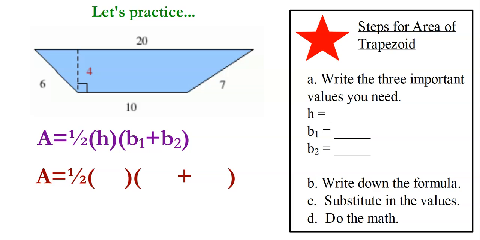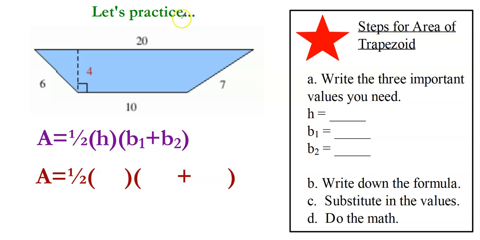Next, I'm asking you to write the steps for finding the area of a trapezoid. So you write down the 3 important values that we need. And then that's A. And then B is write down the formula. C is substitute in the values. And the last thing is, of course, do the math.